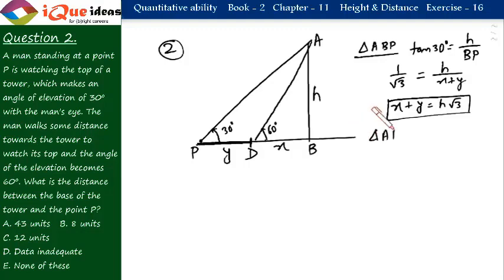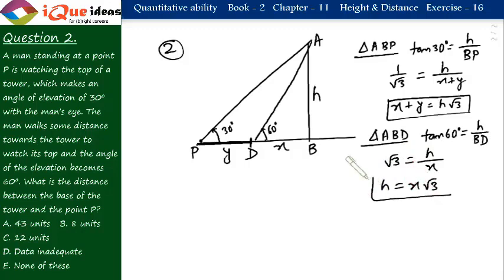Now in the second case, triangle ABD, tan 60 degrees can be taken as H upon BD. Tan 60 degrees is root 3 and BD is X, so H is equal to X root 3. As you can see, we have only two equations but three variables, so this is not solvable. So the answer to this question is data inadequate.